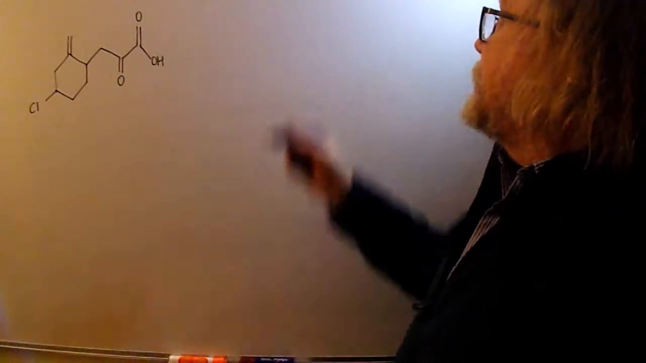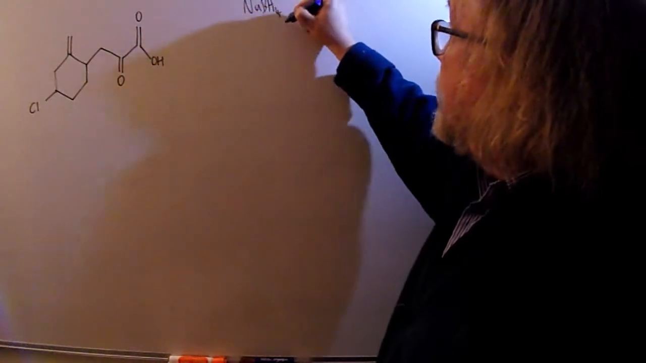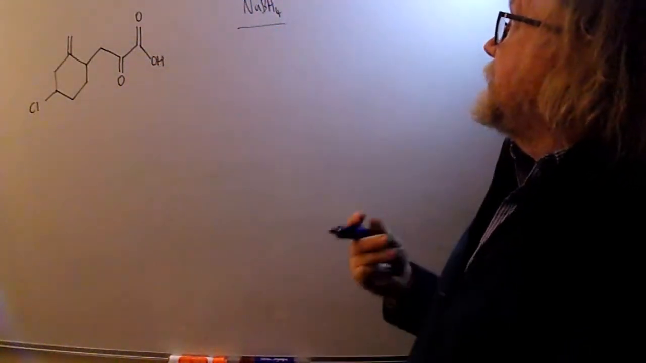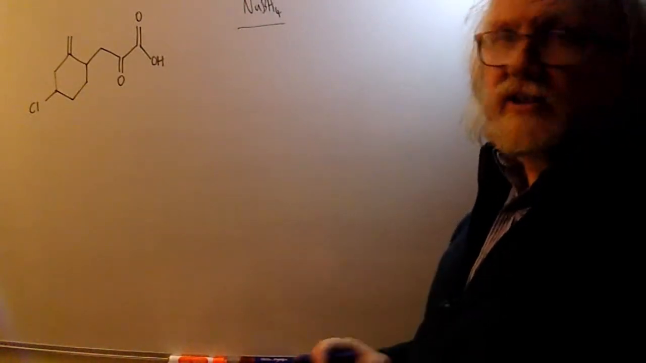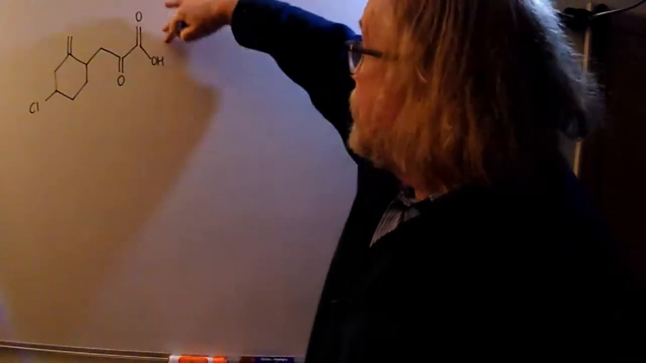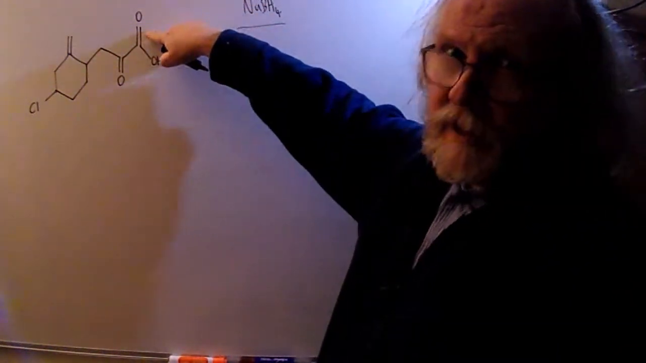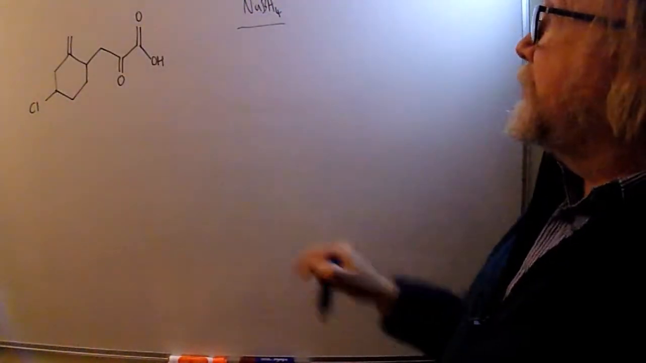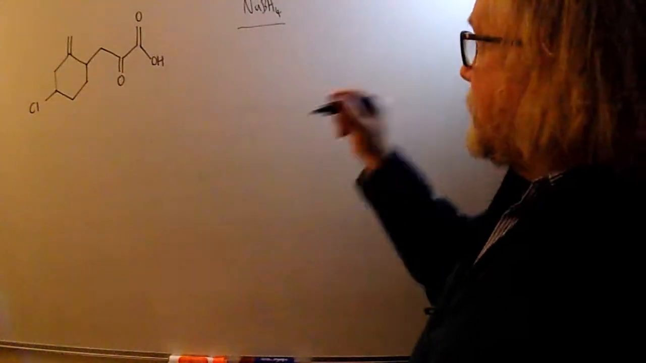Right, first one it asks for is NaBH4, and you should have learnt that what NaBH4 does is reduces aldehydes and ketones to alcohols, and that's it. It doesn't touch any other groups. So no effect on the chlorine, or on the alkene, or on the carboxylic acid. That's the important one. Even though it's got a carbonyl group in it, it doesn't react with NaBH4. So it's only the ketone group that's going to react, and it's just going to be reduced to an alcohol.